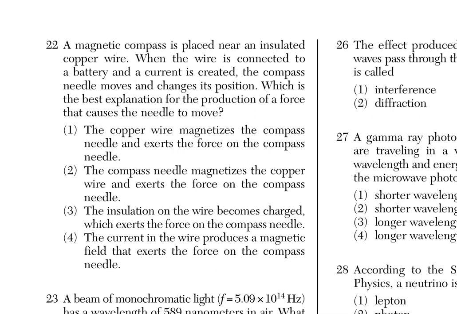All right, magnet question. So this is interesting. It says you have a compass placed near a copper wire. The wire is connected to a battery, current's created, and the compass needle moves, changes position. Why does that happen? The one thing that I noticed here, we're talking about magnetism, and it says a current is created.